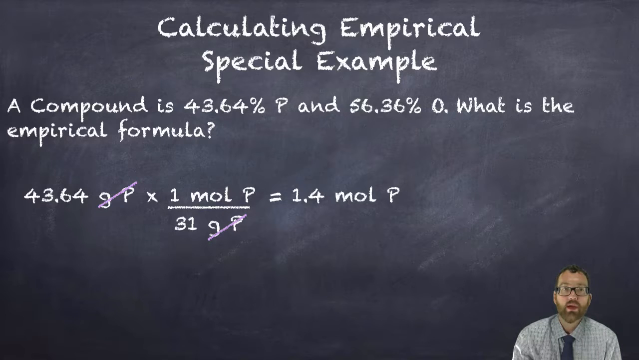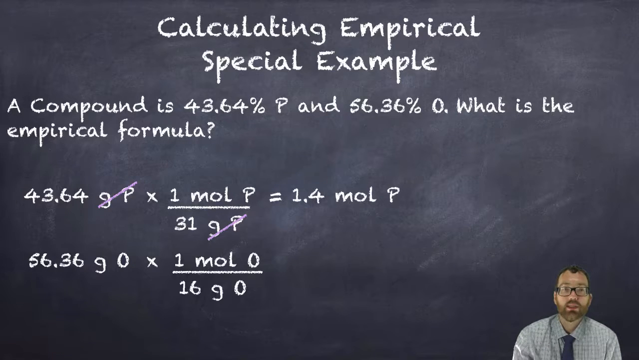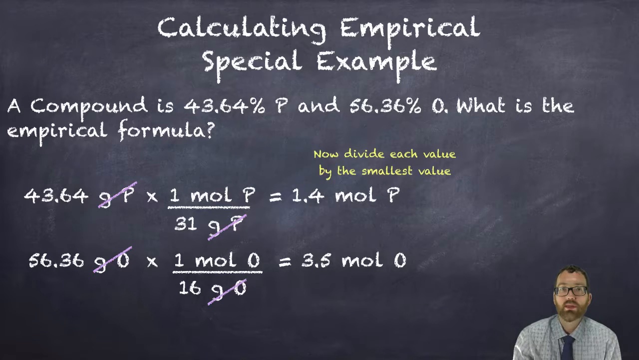Let's do the same thing for oxygen. I have 56.36 grams of oxygen. Oxygen weighs 16, so I'm going to divide by 16. 56.36 divided by 16. Grams of oxygen and grams of oxygen will cancel, which means I will get 3.5 moles of oxygen. So far, so good. The last step is to divide each by the lowest amount to get the ratio. And the lowest amount here this time is 1.4.